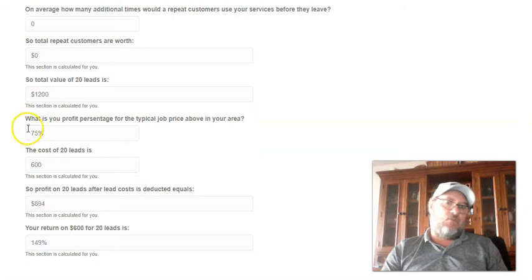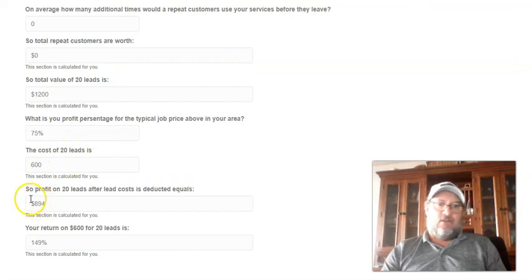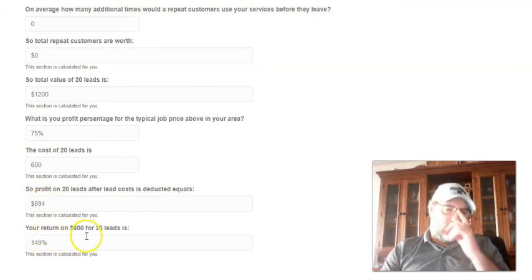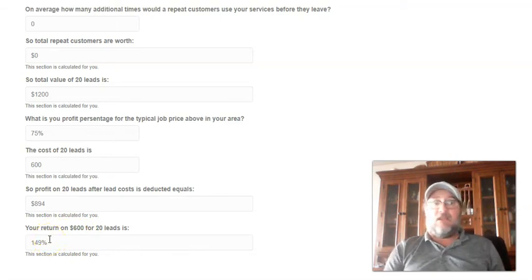Then they work out their profit margin, which is roughly 75%, and they go, the cost of 20 leads is 600. So the profit on 20 leads after the 600 is deducted is 894. Your return on your $600 investment is 149%. So they're still actually making money, but they don't see that as good enough, so they pull out.